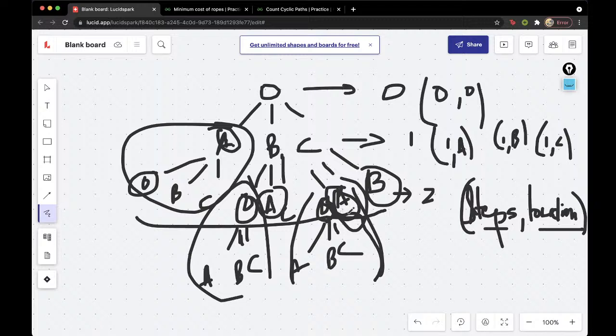So these both will be the states in the DP. If you have the step and location, like suppose the step is 2 and the location is A, these both subtrees will be the same. So these both states are enough to calculate the DP. Is this clear?